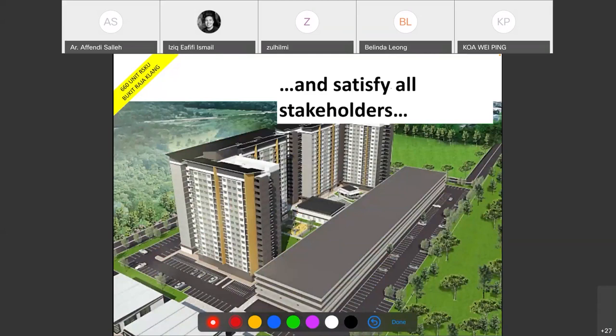That, just now, is site planning. Oh, I think I've taken more than half an hour. I'll keep it quick.